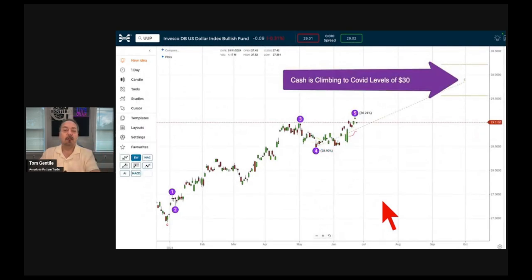Let's take a look at cash. UUP, that's the dollar index. Long term, we've been seeing cash climbing for the year. In fact, since the beginning of 2024, we've seen cash go from below 27 to above 29. We see that 30 area as a potential target, and we're seeing that happening out into the fall of this year. What does the short-term chart tell us?